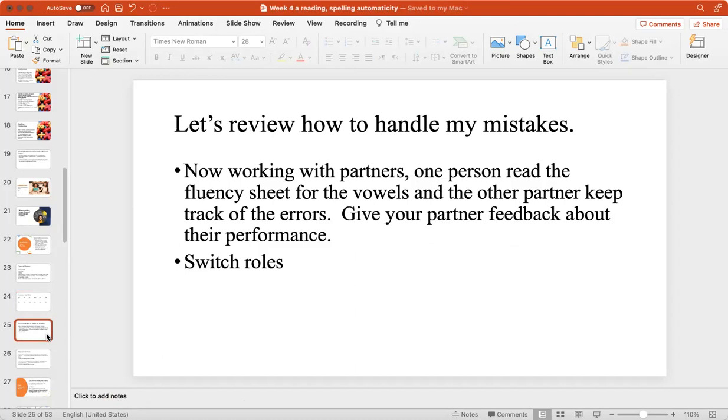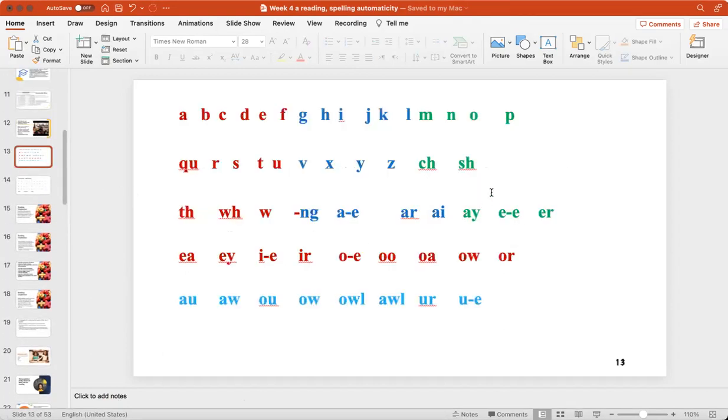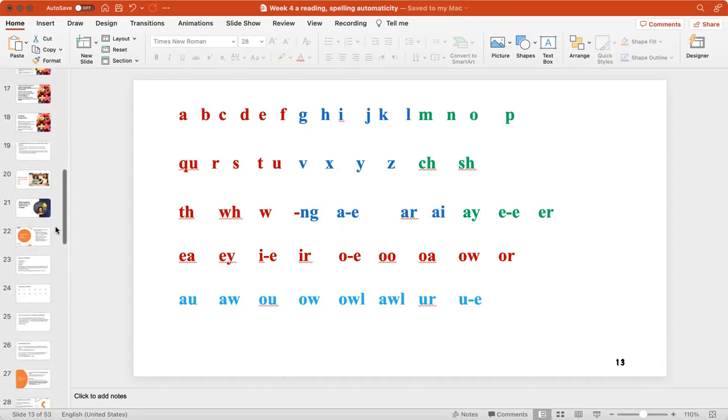So now what I would like you to do is work in partners, and I would like you to use this rapid automatic naming again. And I want you, before you work with your partner, to write down the mistakes you're going to make, just like I did. Below the letter or the word, I wrote down the mistake I was going to make. So write down your mistakes using this set of consonants and vowels again.